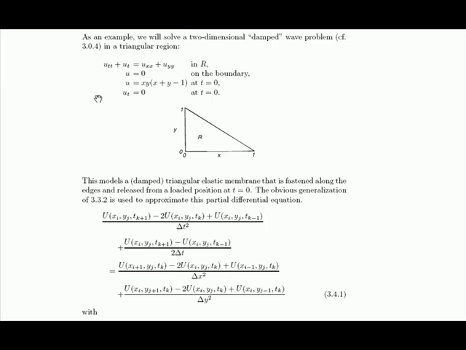This is a wave equation. It's a damped wave equation because of the u_t in here, the first order time derivative. Notice it's a two-dimensional problem, and in fact the region is a triangle with sides 1, and we have u equals 0 on the entire boundary, and at t equals 0, u is given and u_t is given, and basically we have a wave equation.